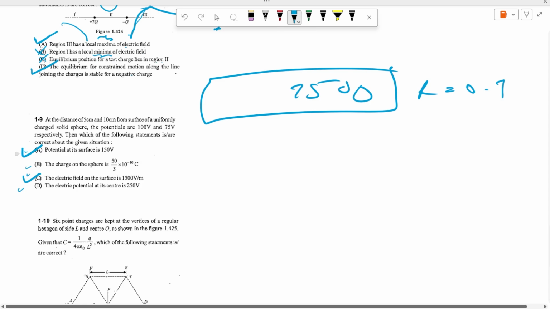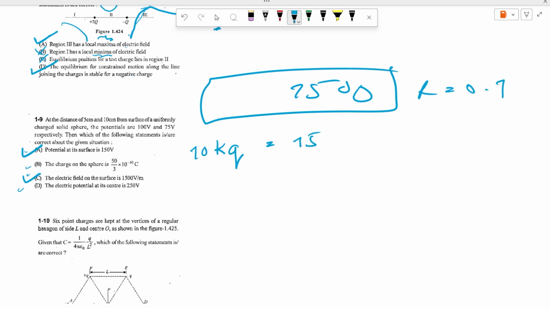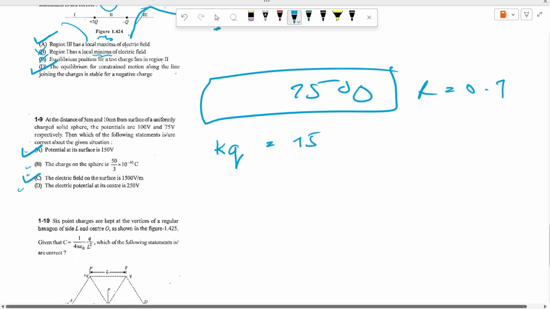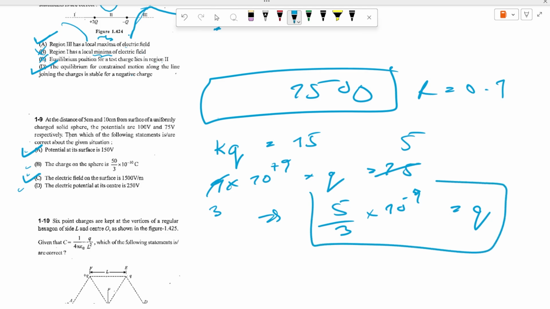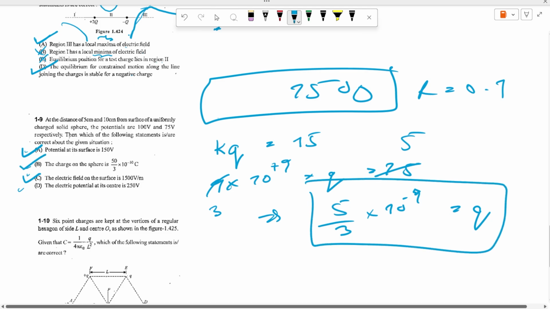Now calculating for the charge on the sphere. The way we can do this is 10 kq equals 150. That is what we had. So kq had equaled 15. 9 multiplied by 10 to the power positive 9 into Q equals 15. We just do this and this, then we get 5 upon 3 into 10 to the power negative 9 equals Q. Yes, this does in fact satisfy this as well.